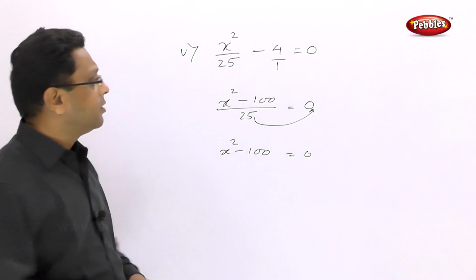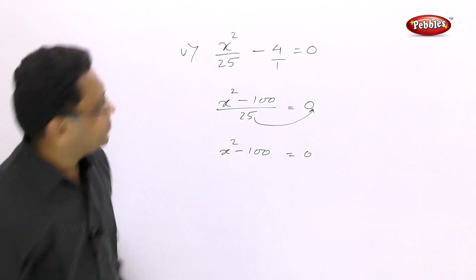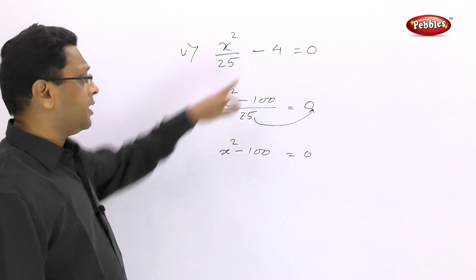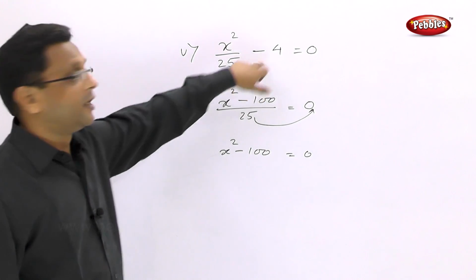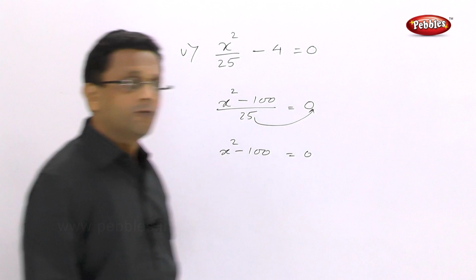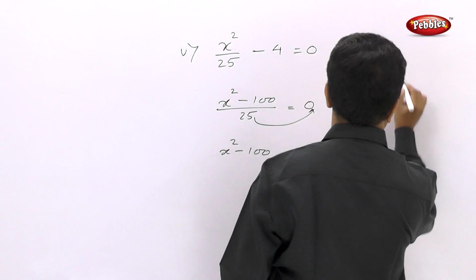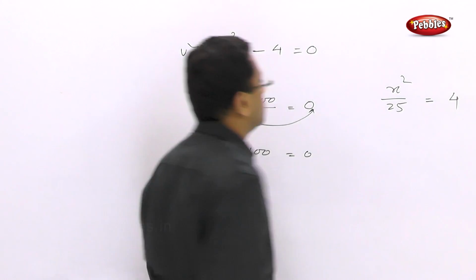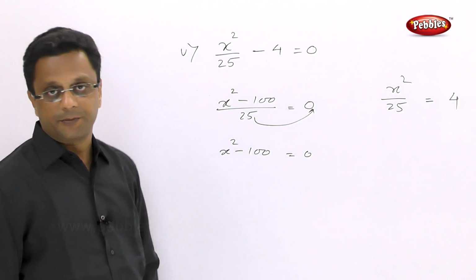What I will do simply, I see that this is minus, so when I transfer it there it will become plus. So instead of cross multiplication, what I will simply do is x square upon 25 equal to 4. Transfer this 4 to that side.